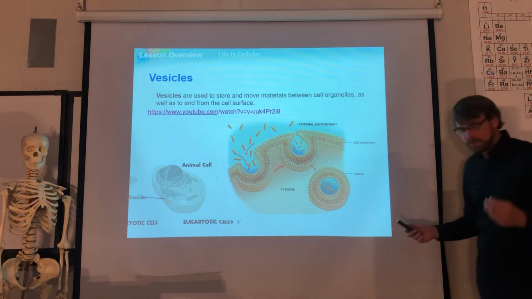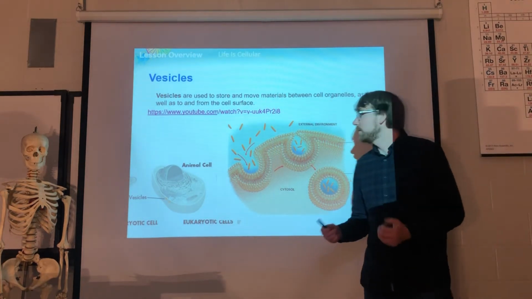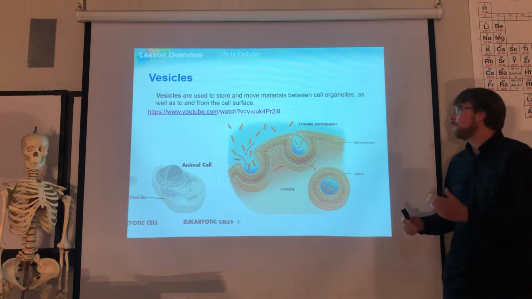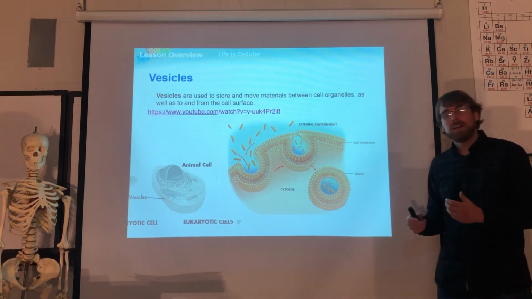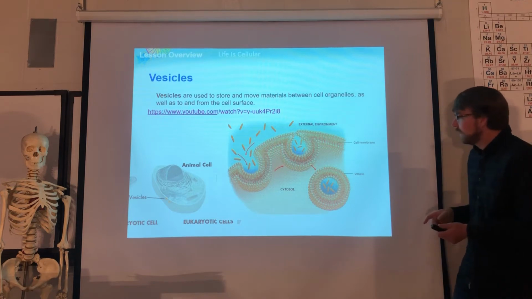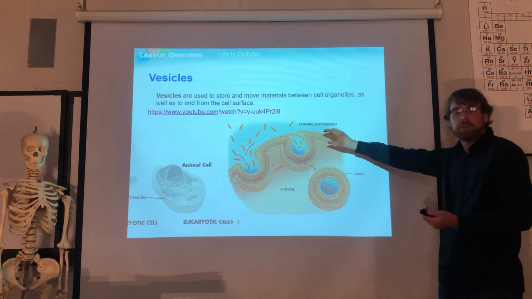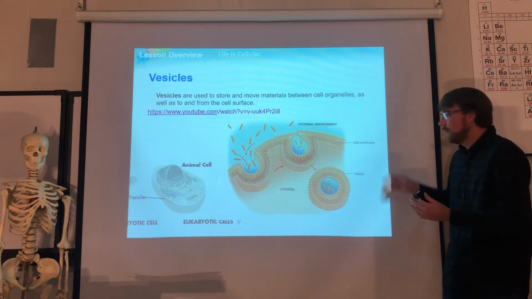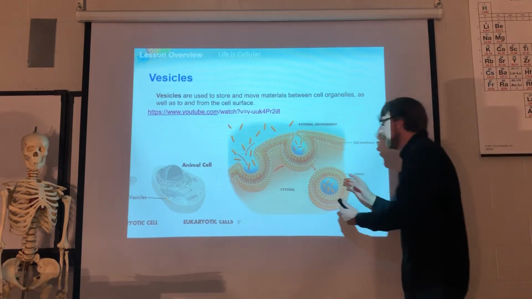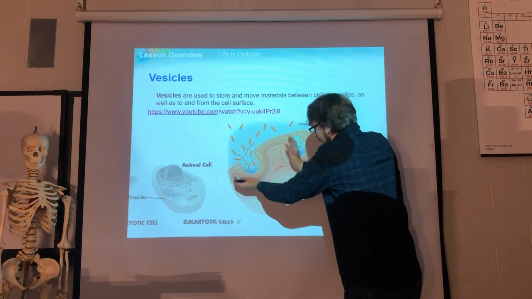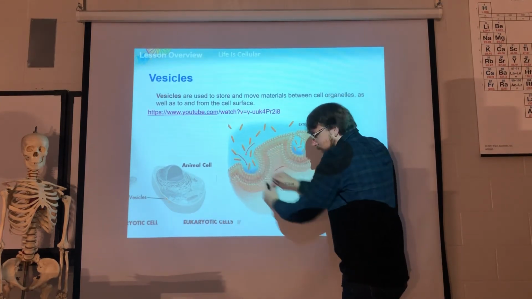So a somewhat similar organelle to a vacuole is a vesicle. Vesicles are used to store and move materials between cell organelles as well as to the cell surface. So vesicles are made of membrane. They're made of the same stuff as the outside of the cell. What's convenient about that is they can just join up to the outside of the cell and dump stuff out, or one can be made where it just sort of pinches around stuff and pulls it in.